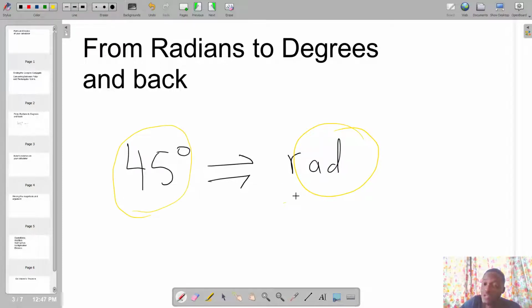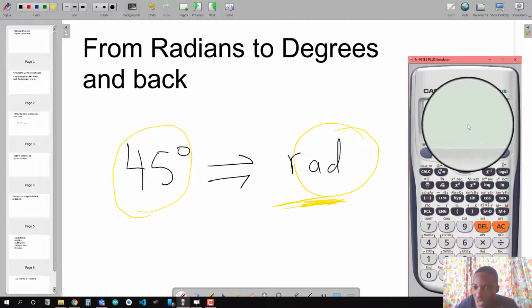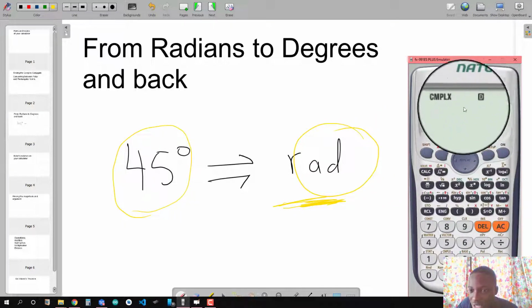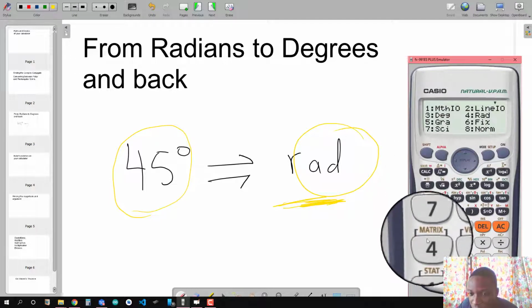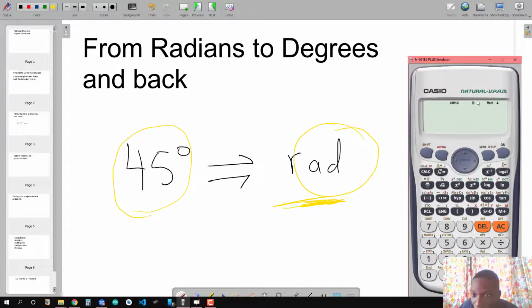So what you do is to put your calculator's mode into the unit you want your final answer to be in. So we want our final answer to be in radians, so we're going to shift our calculator from degrees to radians. So we go to setup and then we press 4 for radians. And then now we have our final answer to always be in radians. So we can enter 45 degrees to put our final answer in radians.